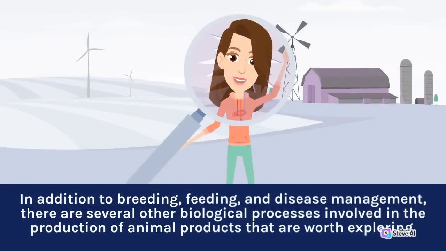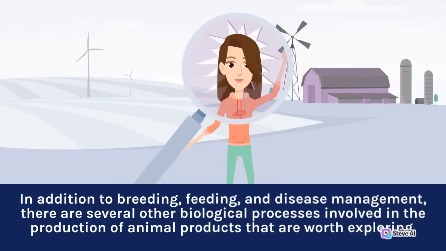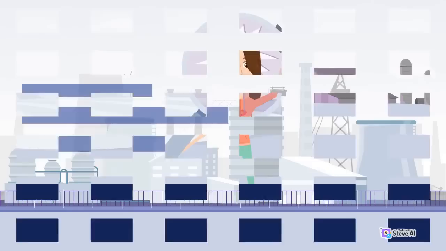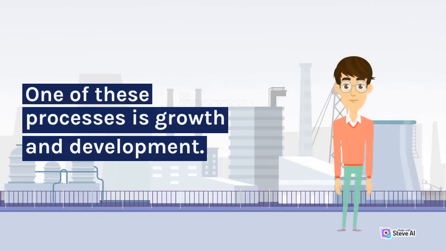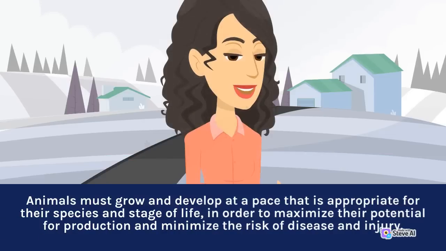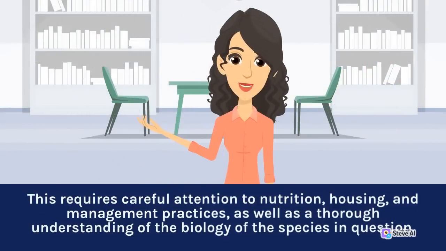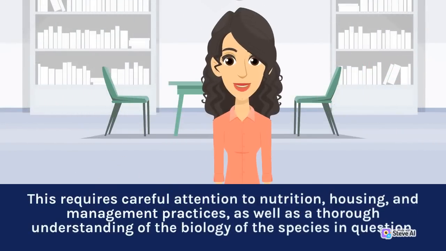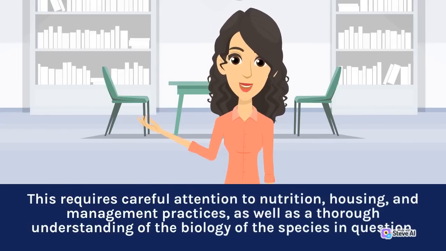In addition to breeding, feeding, and disease management, there are several other biological processes involved in the production of animal products that are worth exploring. One of these processes is growth and development. Animals must grow and develop at a pace that is appropriate for their species and stage of life, in order to maximize their potential for production and minimize the risk of disease and injury. This requires careful attention to nutrition, housing, and management practices, as well as a thorough understanding of the biology of the species in question.